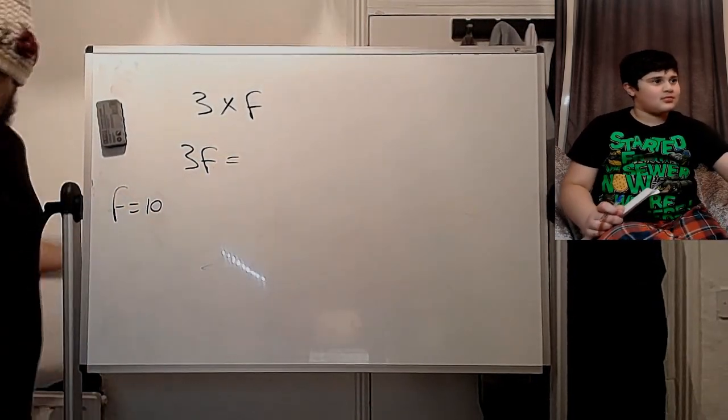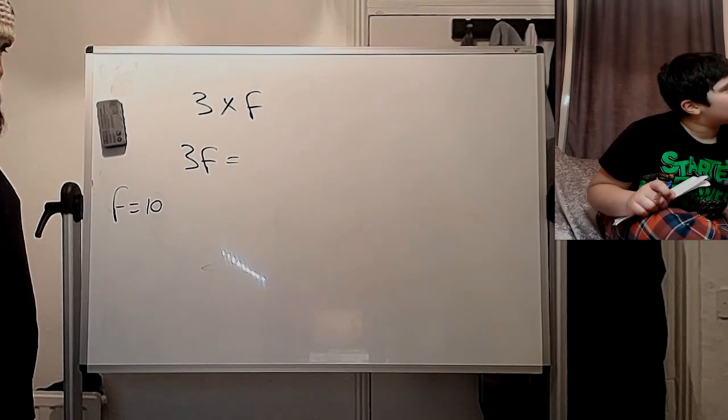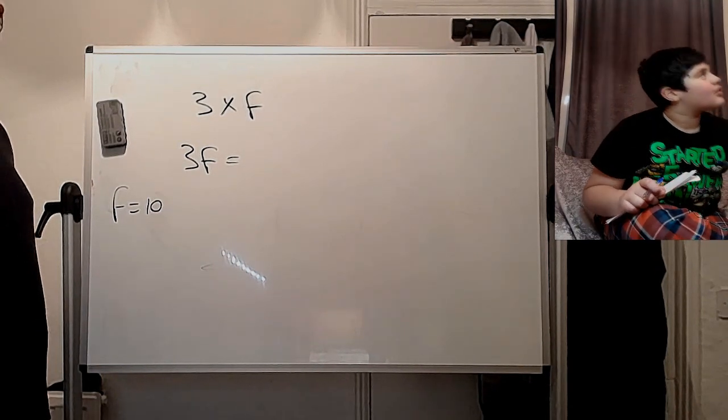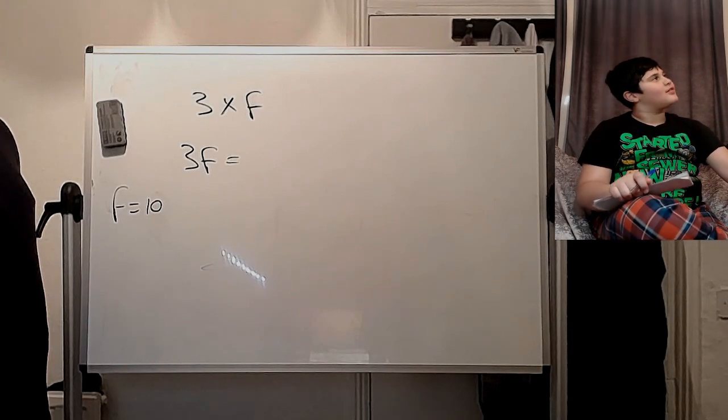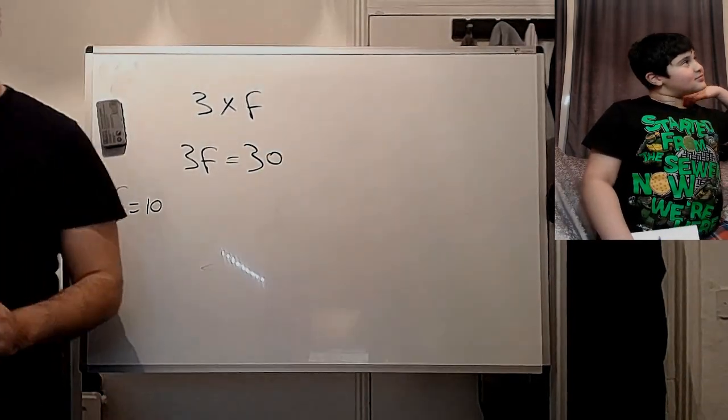What's the value? The value is 3 times 10. Which is? 3f. What's 3 times 10? 3 times 10 is 30. Yes, 30. So the answer is 30. Was that so difficult? No.